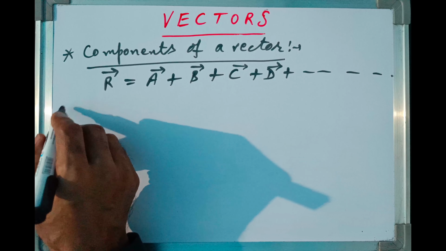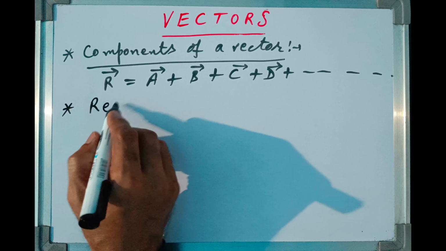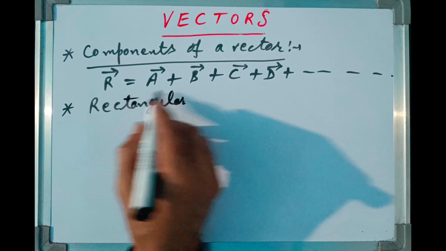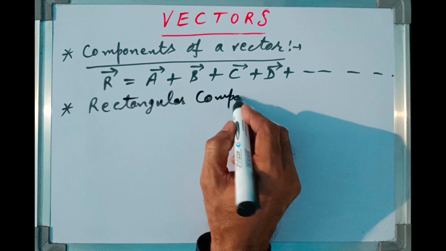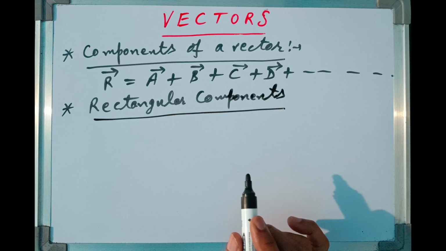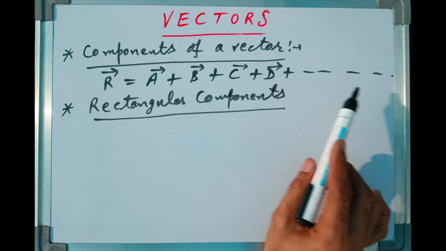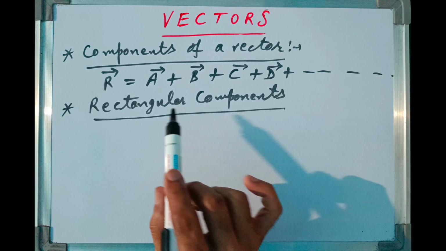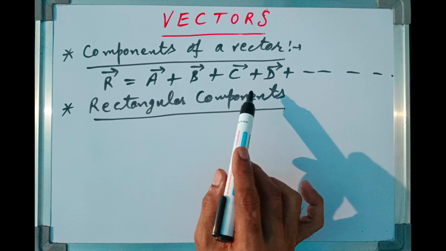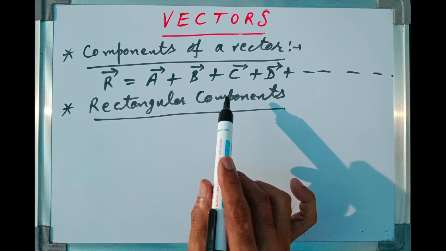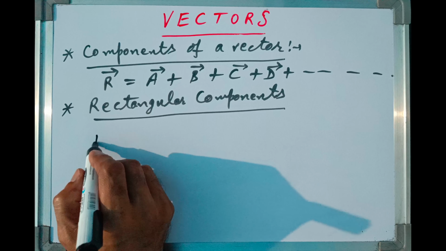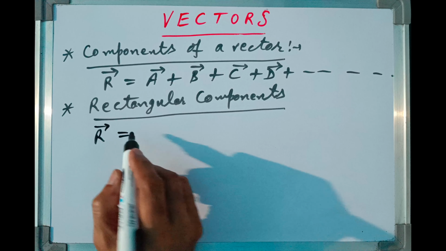We can talk both ways. Now, next point is some components are called rectangular components. These are those components which are perpendicular to each other. All these vectors may or may not be perpendicular, but if the vectors into which a given vector can be split are perpendicular to each other, then these are called rectangular components. Maximum number of rectangular components of a vector can be 3.